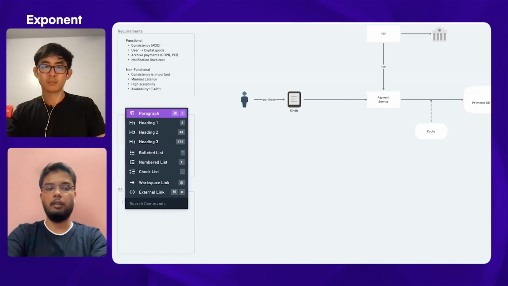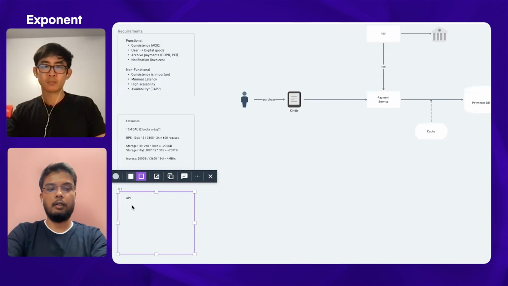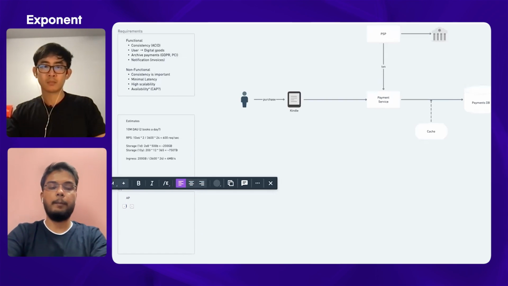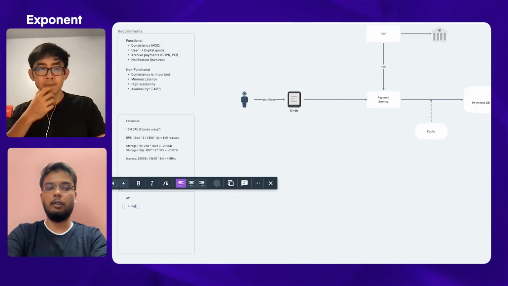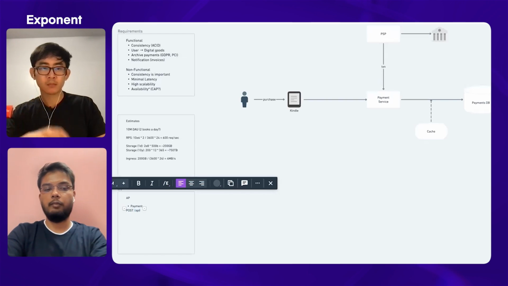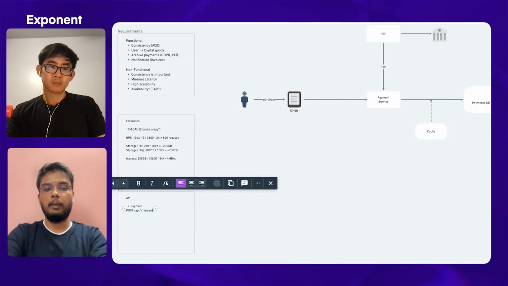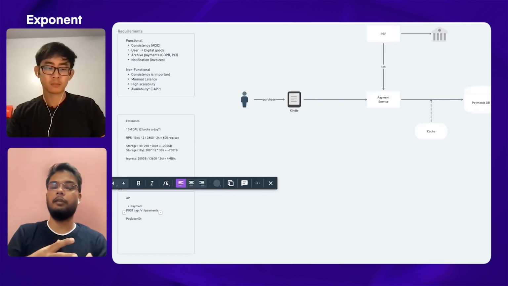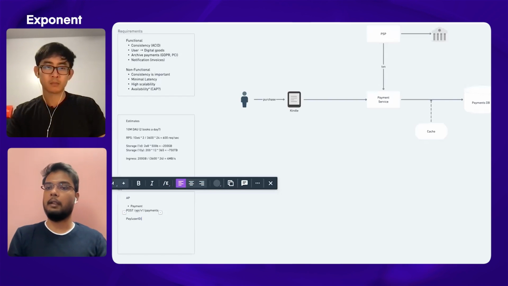The first API I would like to visit is the core API, which would be payment. So this would be a POST API, v1 payments. And here we will just have a pay method, which will take in a user ID. I'm assuming here that the user will be already authenticated with some sort of Amazon account and things like that.